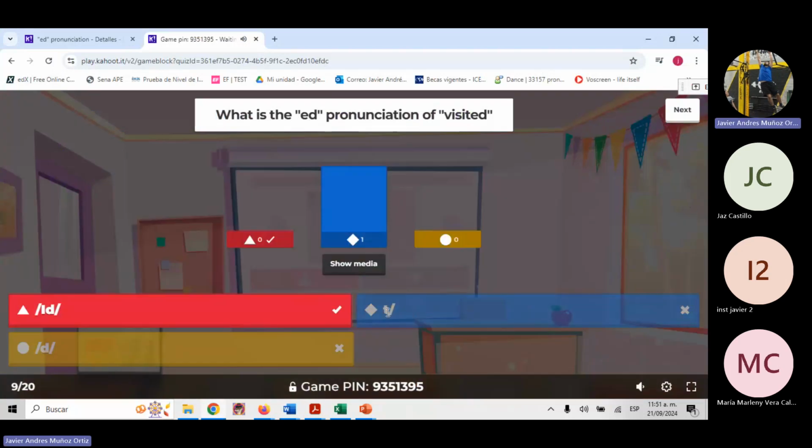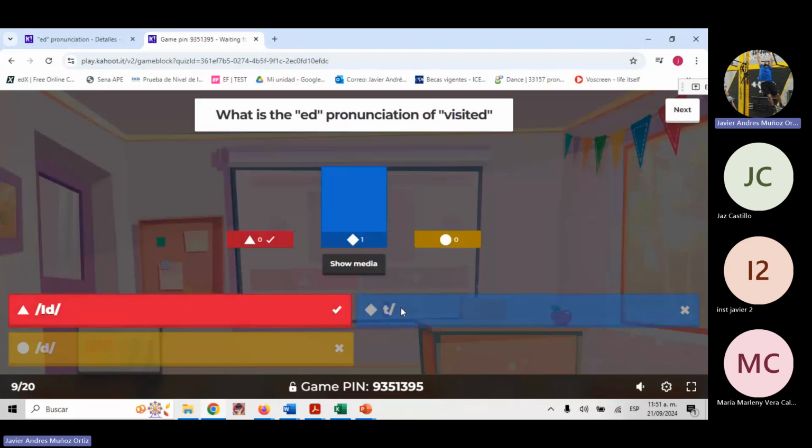El problema de decir con la T es que se pierde el sonido. Es como decir visit, presente, visit, pasado. Se pierde ese sonido. O sea, si uno lo pronuncia relativamente rápido, no se entiende si estamos hablando del presente o del pasado. Entonces, para referenciar que efectivamente estamos hablando del pasado, decimos visit, presente, visited, pasado.